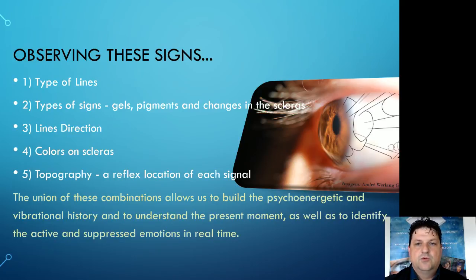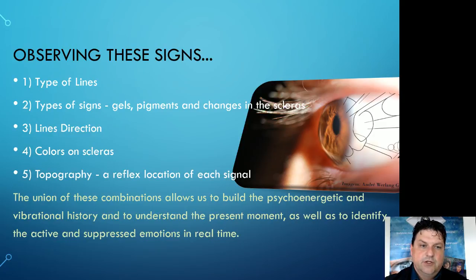The line's direction, where it starts and where it's going, also shows us the beginning and where it's going. So it can show us the symptoms and the cause of the emotions, feelings, and things that are happening. The topography reflects the location of each signal. We also have a reflex topography map of the chakras and vibrational fields, and also the armor segments of William Reich in the sclera as well. Of course, in the iris too.